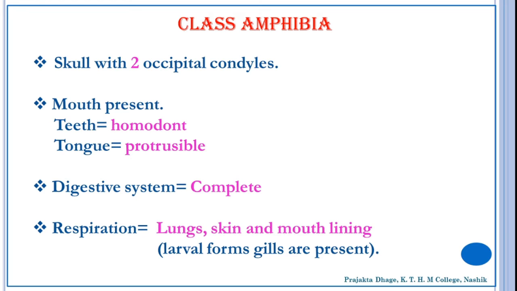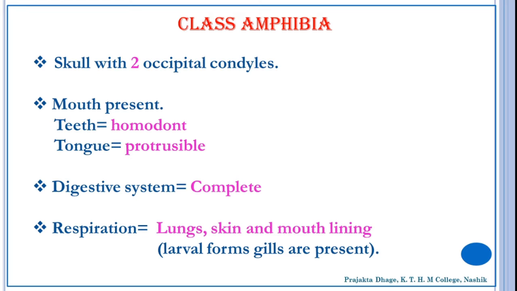So these two knob-like structures are going to fit exactly with the first vertebra, and it will be the articulation site for the skull with the first vertebra. So there are two occipital condyles present in these organisms. Now they have a large mouth with homodont teeth. Okay, now what are homodont teeth?